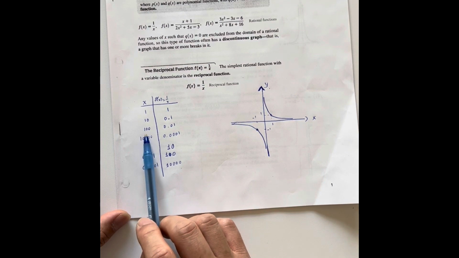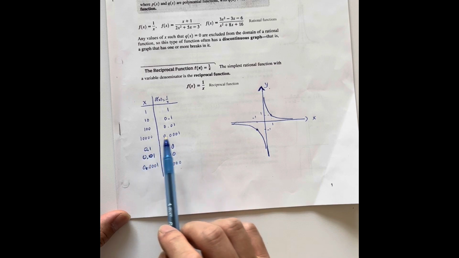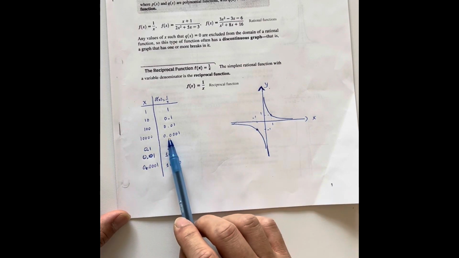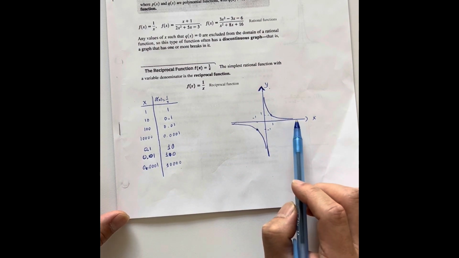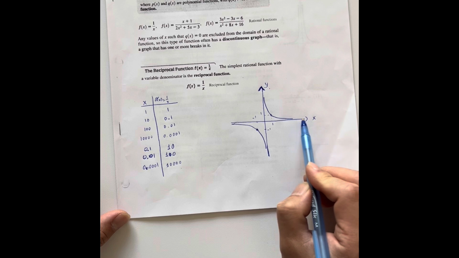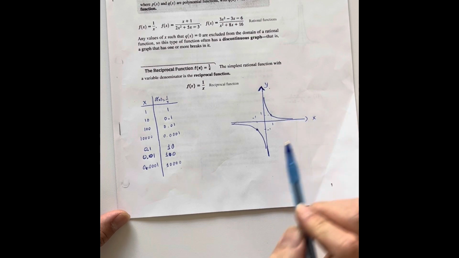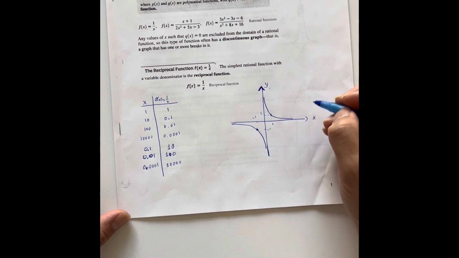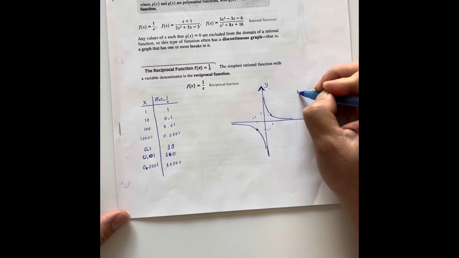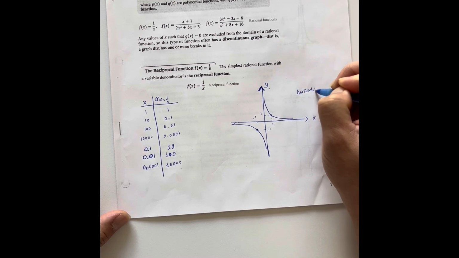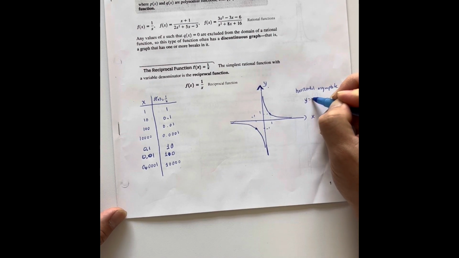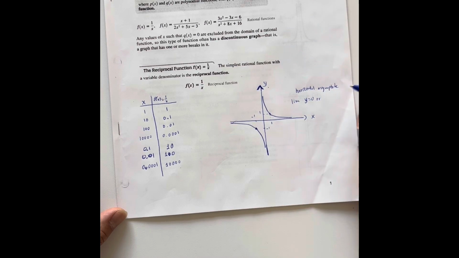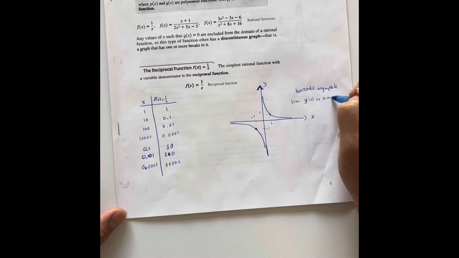For example, x equals 100, x equals 10,000, and x equals a million, a trillion, etc., will become closer and closer to 0, but never get to 0. So the line is going to approach the x-axis, but never touch the x-axis. So the x-axis is called the horizontal asymptote, the line y equals 0.